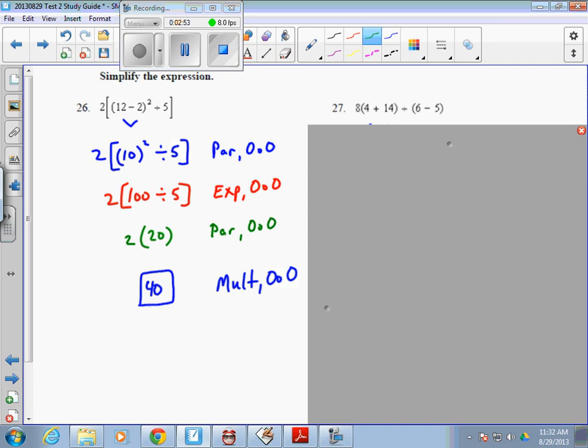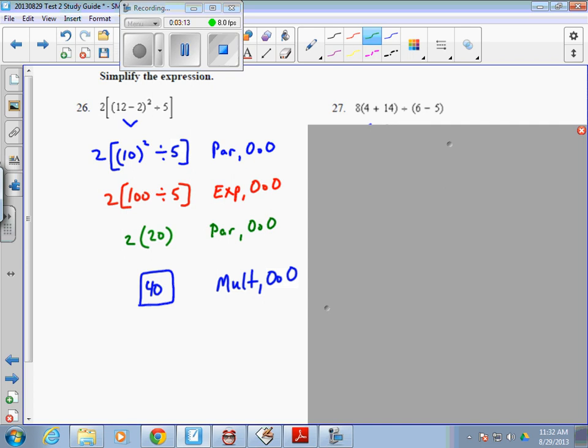Then 10 squared needs to be 10 times 10, which gives you 100. That's evaluating exponents. Now you have 2 times 100 divided by 5. Then do 100 divided by 5 and get 20. That's doing what's in parentheses according to order of operations. Then do 2 times 20, which is multiplying, and you get 40 according to order of operations.